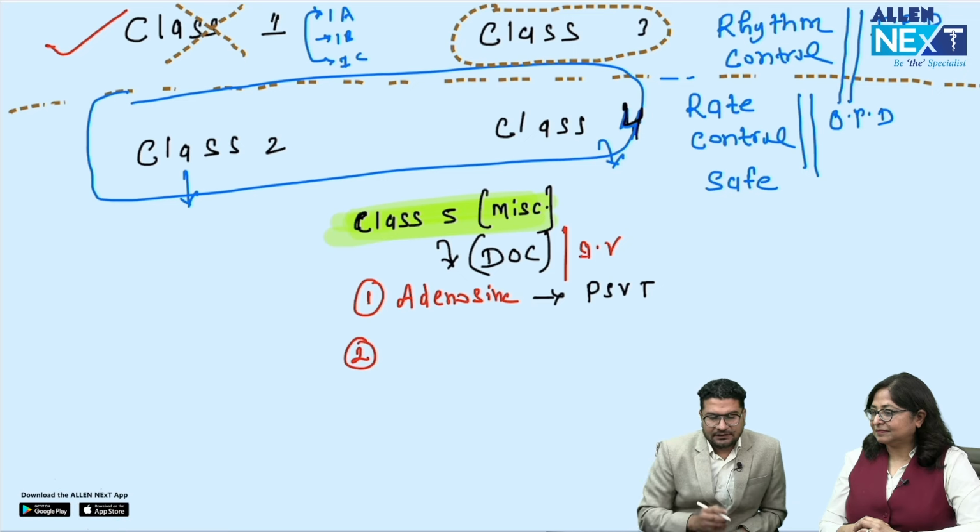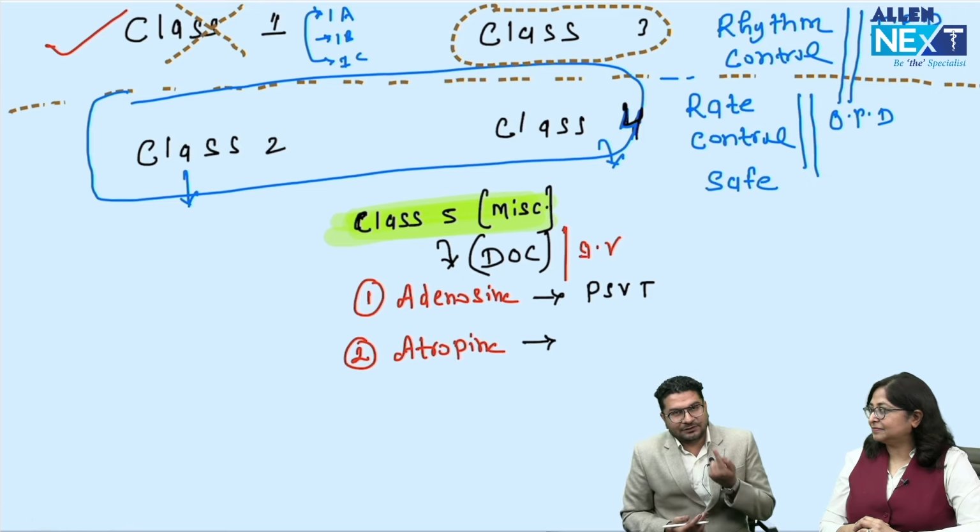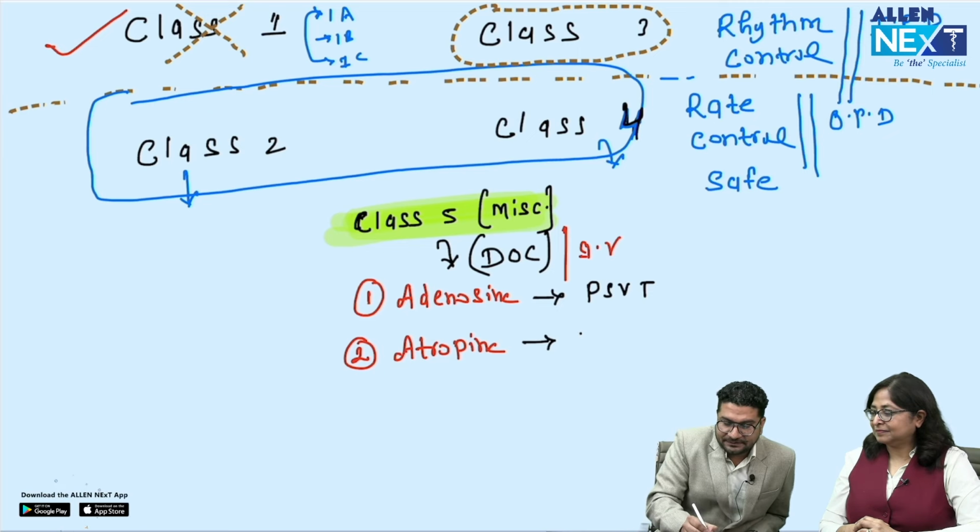The second drug in this class is atropine. Atropine is the drug of choice, I can say we have only this one option, for bradyarrhythmias. For bradyarrhythmias, where we have to increase the heart rate, what are we giving? Atropine.